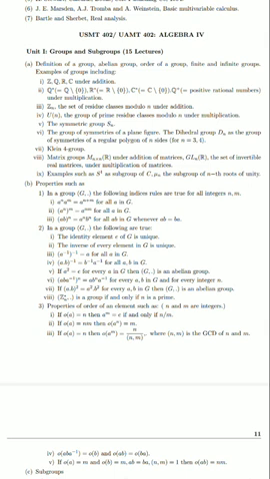The symmetric group Sn, the group of symmetries of a plane figure. The dihedral group Dn as the group of symmetries of a regular polygon of n sides, for n equal to 3, 4.